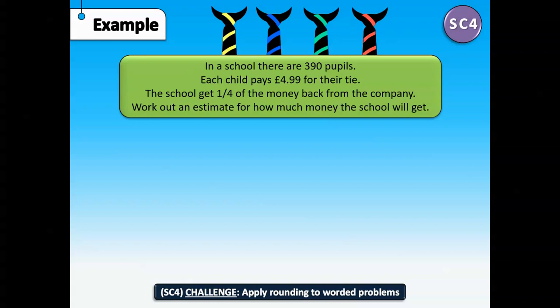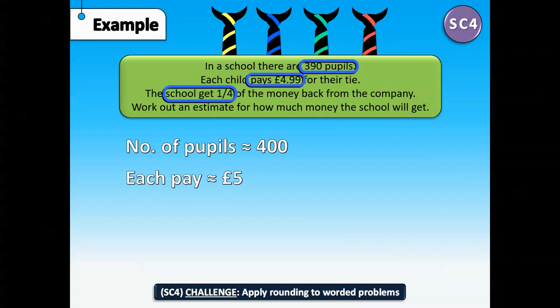So because we want to work out an estimate, we need to round our numbers. So 390 pupils and £4.99, and the school gets 1/4. So we can round the number of pupils in the school to 400. We can round the amount that they pay to £5. So the total payment is 400 times 5.